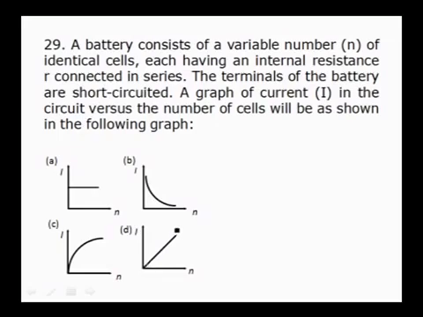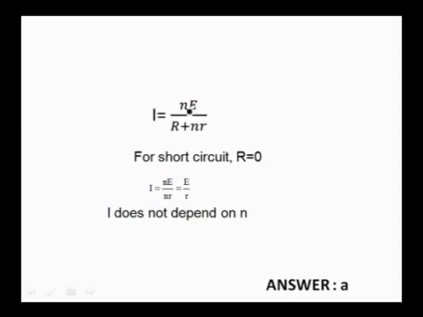But we have I is equal to NE divided by R plus Nr. This is the current expression when the number of cells are connected in series, where NE is the effective EMF, Nr is the effective internal resistance and R is the external resistance. See, short circuited means the external resistance R value is equal to 0. If you substitute R is equal to 0, then we get I is equal to E divided by r. It means that there is no N term in this equation.